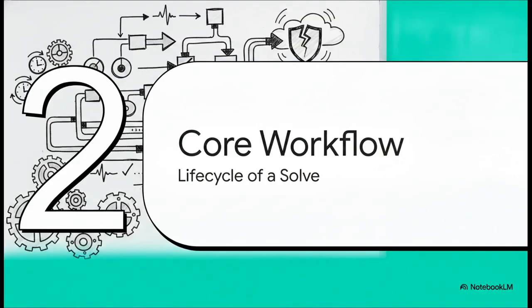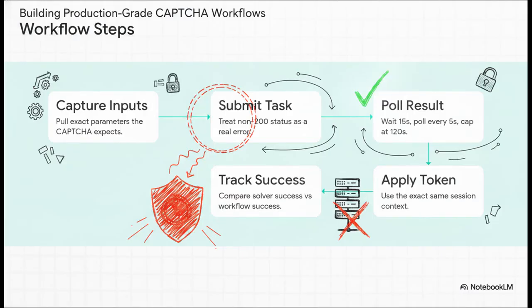The core workflow, the lifecycle of a CAPTCHA solve. To actually survive in production, the mechanics of our solve lifecycle just need to be rock solid. We need predictable solve latency and clean failure modes. Here are the 5 fundamental steps. You capture the exact inputs, submit the task, poll for the result, apply the token in the exact same session, and then verify downstream acceptance.